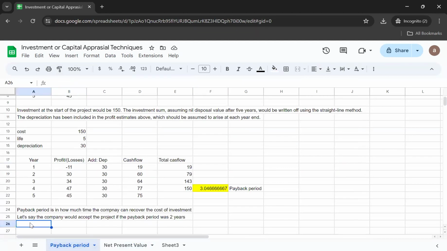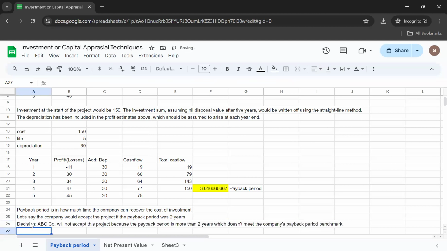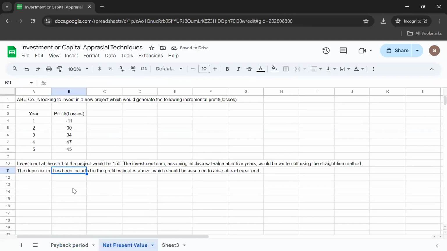I will make a note here as well. Decision: ABC Co will not accept this project because the payback period is more than 2 years, which doesn't meet the company's payback period benchmark. Okay. Let's move on to net present value.